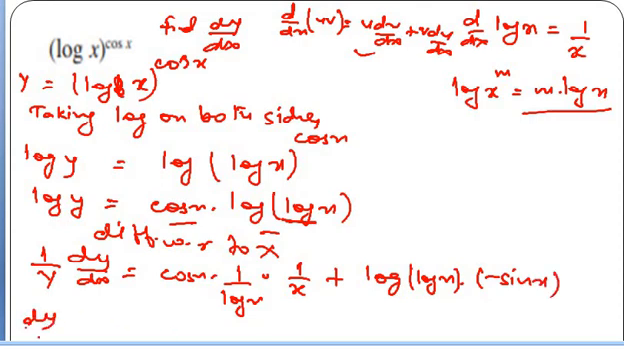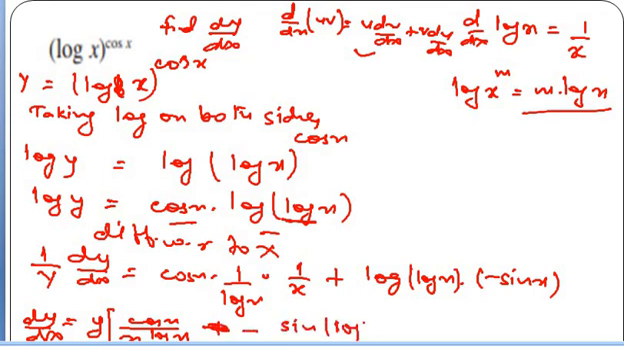Now how can we find dy by dx? We simply need to shift this y, and we can write here cos x upon x log of x, plus and minus is minus, so we can write here minus sine x log of log x. Simply put the value of y at the end of the question. What is the value of y? Log x raised to power cos x, and that will be your answer. Due to the space constraint, I'm not writing it, but you can write. If in case any issues, then you can reach out to me.